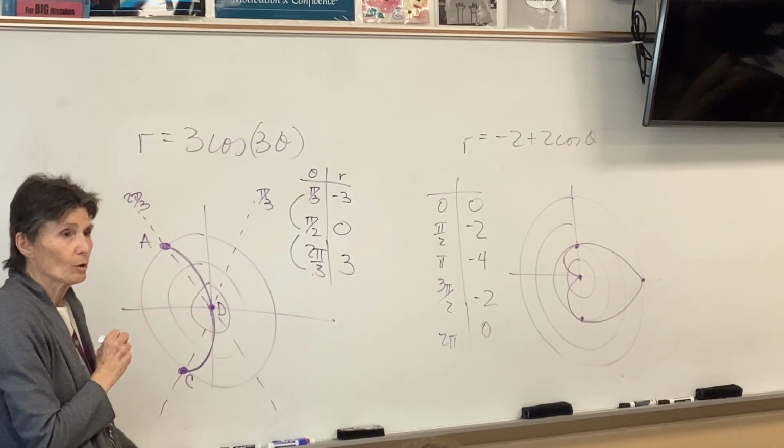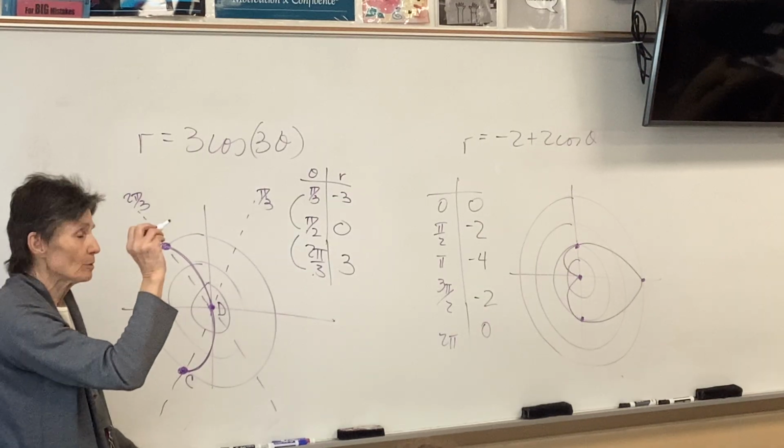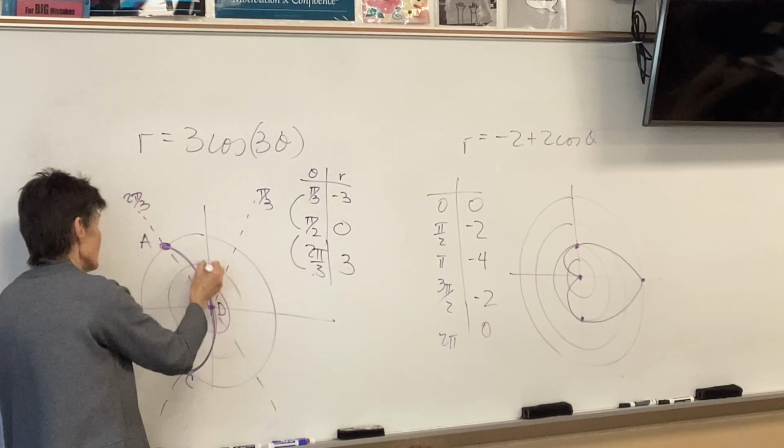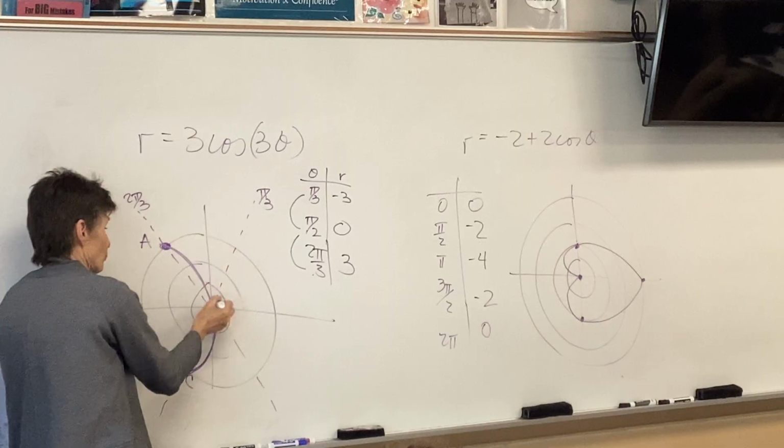When you do your polar graphs, you always plot them in order. So there's no skipping around. So we're going from here to here through D.